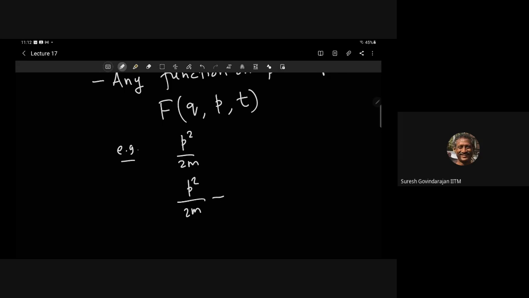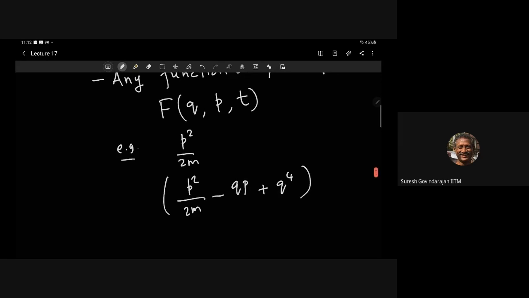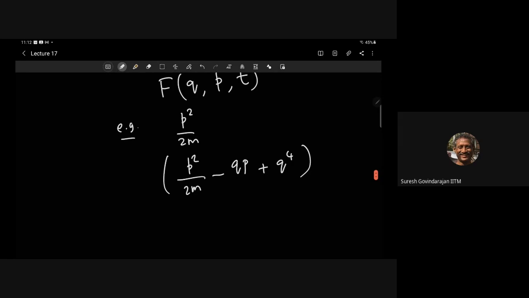minus, say, qp plus some q power 4, say. All these are functions like this. We could also make it time dependent, so we could have something which would look like, I keep doing p square, so I can say that it is something like q power 4 plus p power 6. So these are all arbitrary functions. Here this is explicit time dependence.